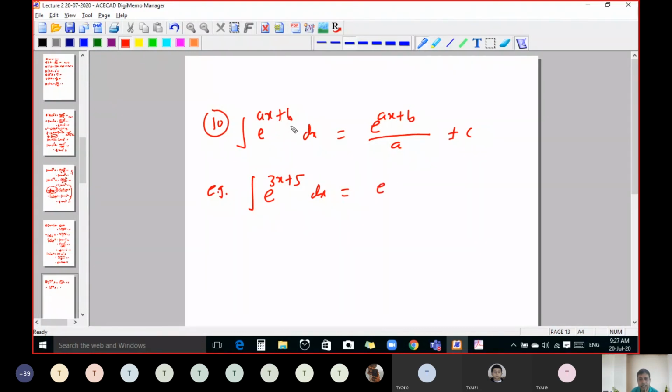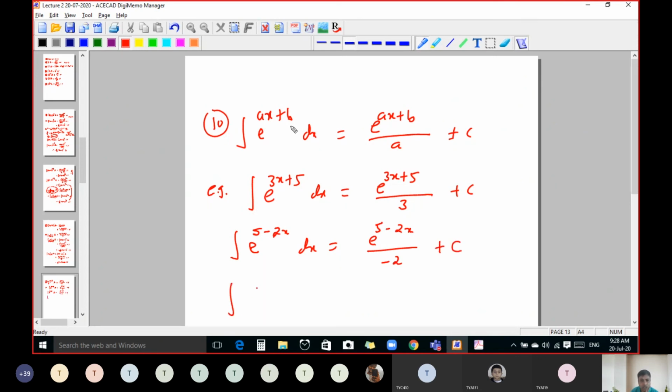The answer is e raised to 3x plus 5 upon coefficient of x is what? 3 plus c. One more example, integration of e raised to 5 minus 2x dx. The answer for that is e raised to 5 minus 2x upon minus 2 plus c.